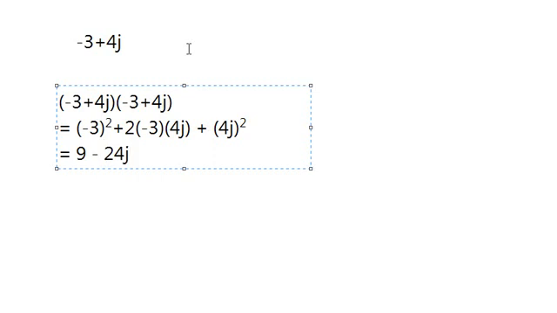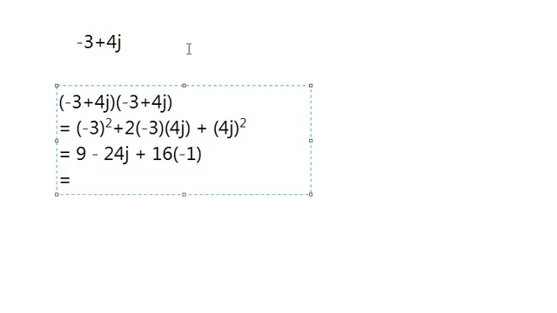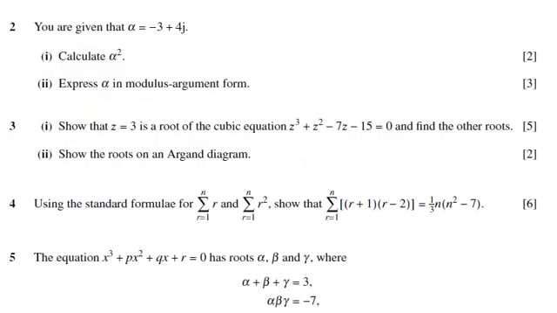It's negative because there's only one negative sign on the -3. And remember, you need to add the j on. You add another 4 times 4, which is 16. But remember, you've got a j squared, which is -1. And therefore, you'll get the answer as 9 minus 16, which is -7 minus 24j. That will be our answer to the first part of the question.